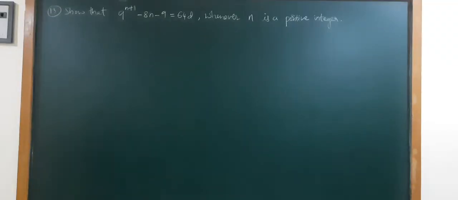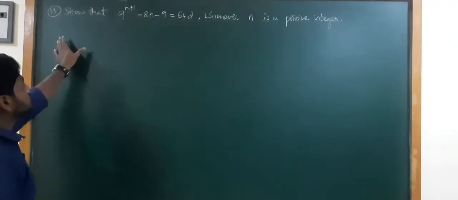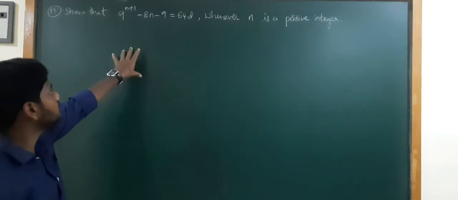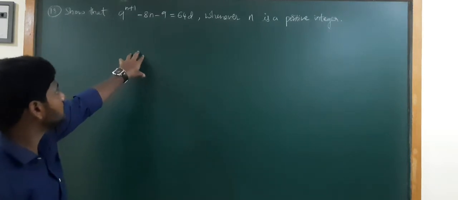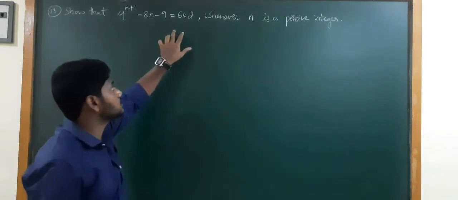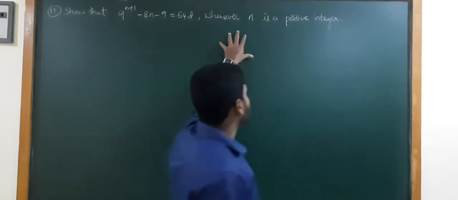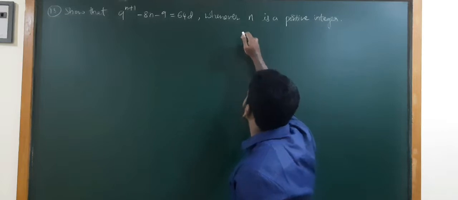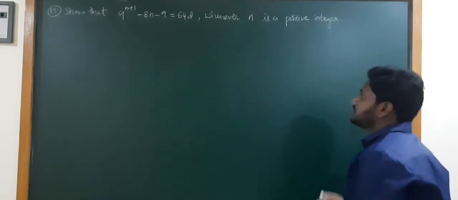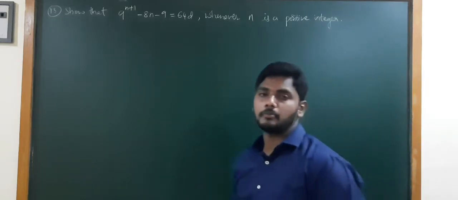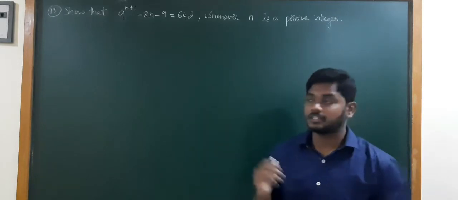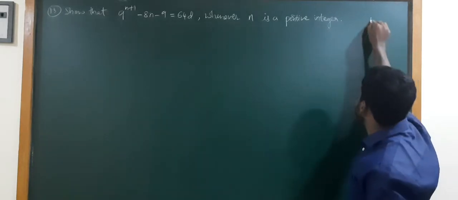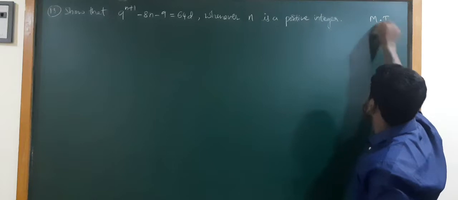Next question, question number 13. Show that 9 to the power of n plus 1 minus 8n minus 9 equal to 64 into d, where n is a positive integer. This question is somewhat related to mathematical induction. That is also one of the chapters, mathematical induction.